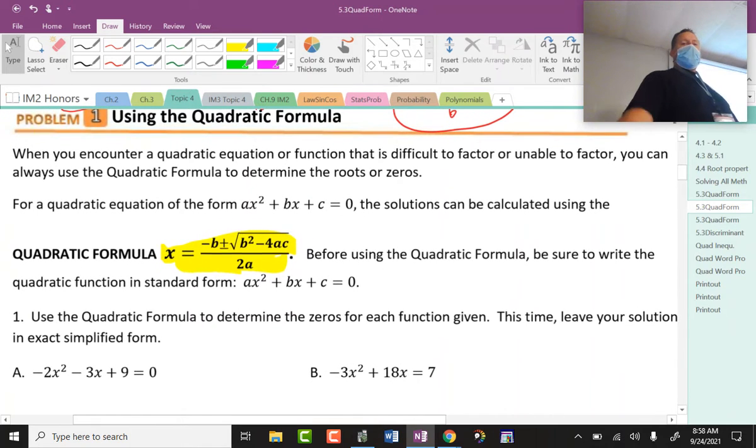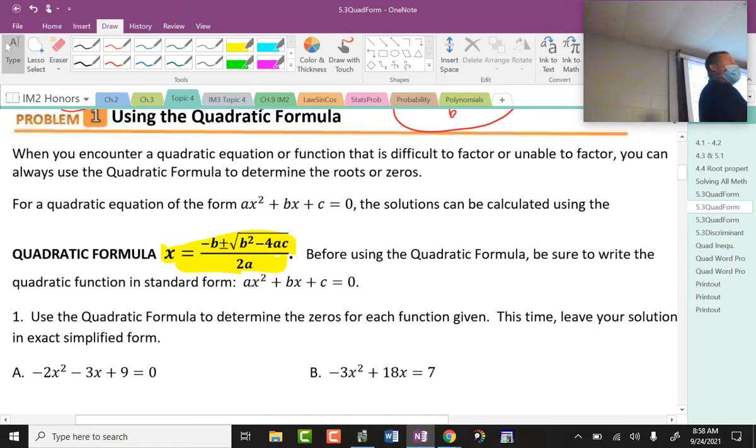Now go ahead and read this. You don't have to write all that. This is just for maybe my purposes of reading you a little story about the quadratic formula. Okay, so when you encounter a quadratic equation or function that is difficult to factor or unable to factor.